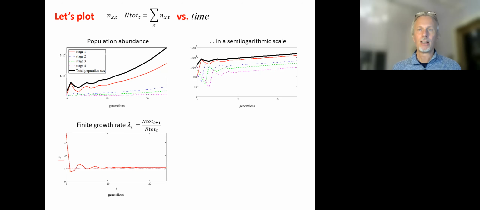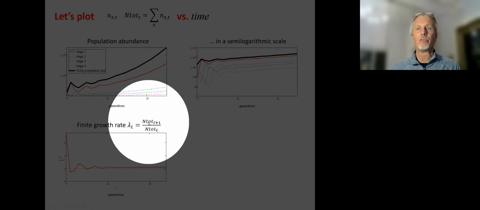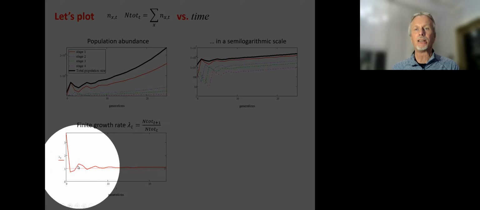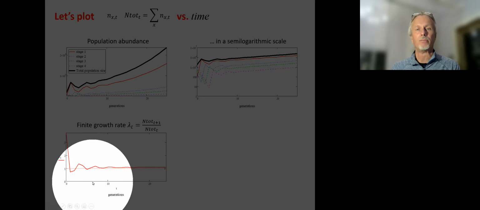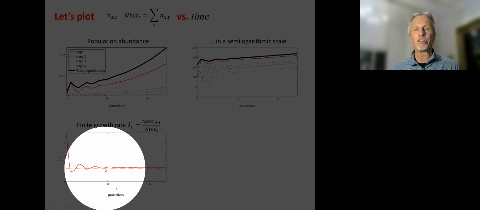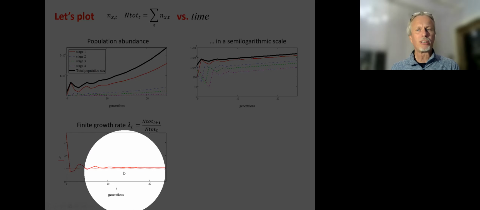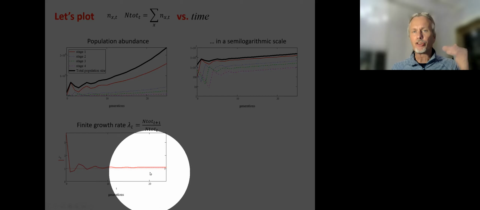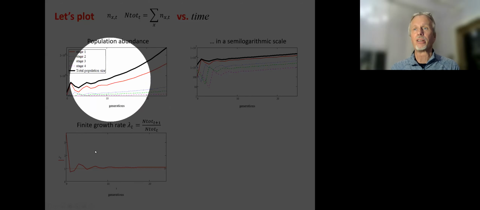And then let's have a look here. I plotted the finite growth rate at time t, so the ratio between the total number of individuals at time t plus 1 divided by the total number of individuals at time t. And I see that, yes, there are fluctuations that depend again upon the initial condition, but eventually this levels off. And in this specific case, you can barely see because there is a dotted line here, that's one. And the finite growth rate is just above it, but just enough to produce this population growth here.